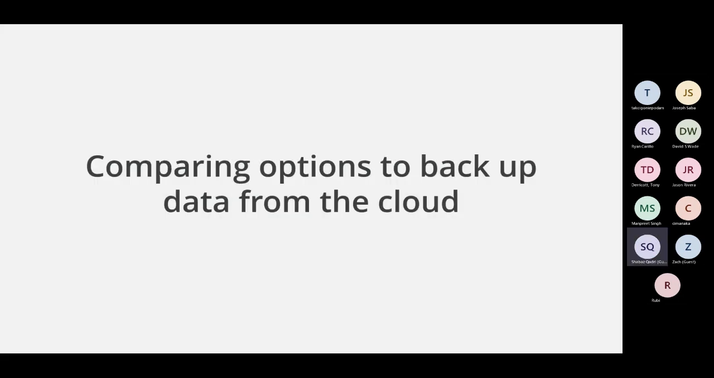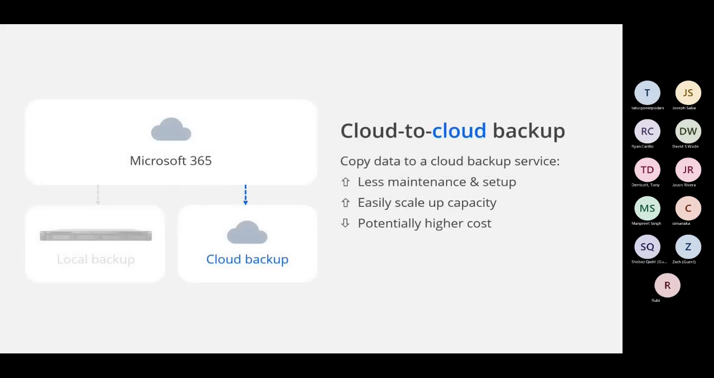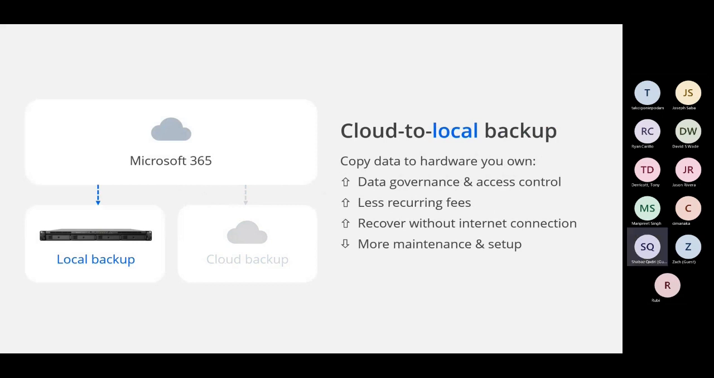Now let's talk about comparing your options when backing up data from the cloud. We believe the best strategy is to have a disaster recovery plan in place, whether it be cloud-to-cloud backup, where you don't have to worry about hardware maintenance, and allows for easy scalability, though this will have much higher operating costs. Or you can go with a local backup, which can significantly reduce long-term costs and provides you with full access on how your data is stored. Though this will require more time for initial hardware setup and of course long-term maintenance on that.